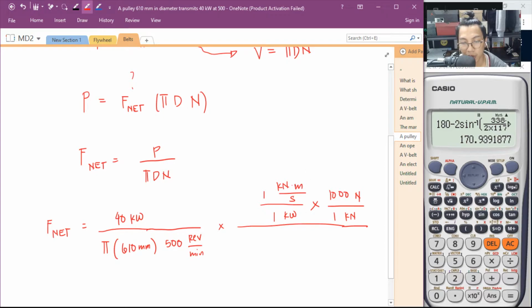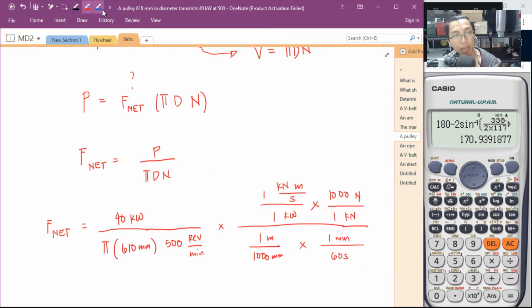How about this one? May meter tayo dito, millimeter to. How many meters do you have in 1 millimeter? In 1 meter you have 1 meter every 1,000 millimeter. Ano pa? In minutes yan. Okay? Naka-seconds tayo. So, you have 60 seconds in every 1 minute. Calculate mo. Cancel muna natin yung mga units na kailangan natin i-cancel. Tira natin yung required unit. So, kilowatt, kilowatt, kilonewton, kilonewton, yung seconds, seconds, yung meter, yung meter, yung minute, yung revolutions, wala namang unit yan. So, millimeter, millimeter. So, ano natira? The Newton. Okay? And then, we can solve for the value of Fnet.